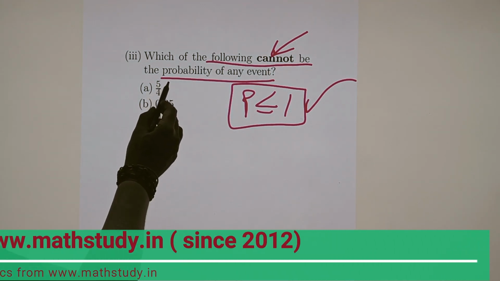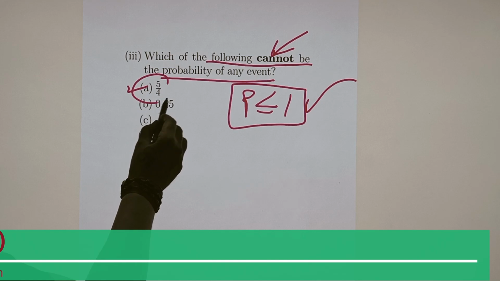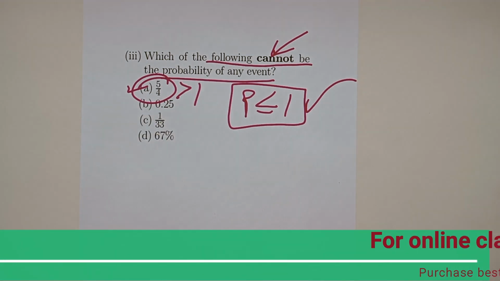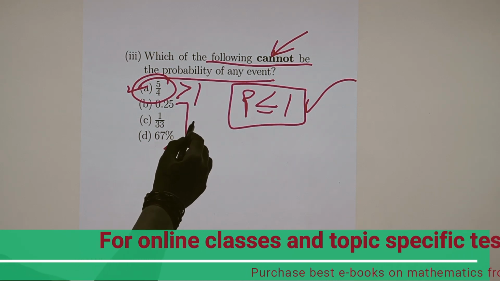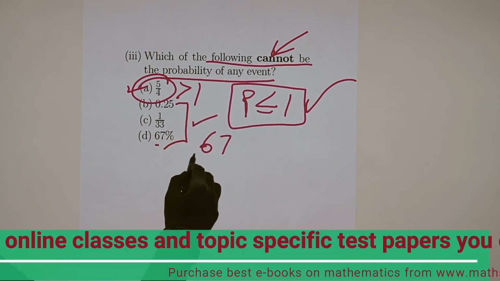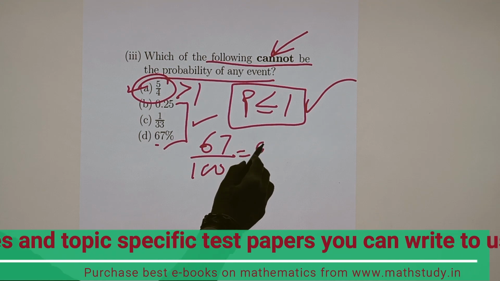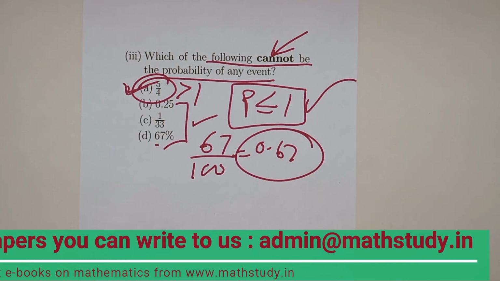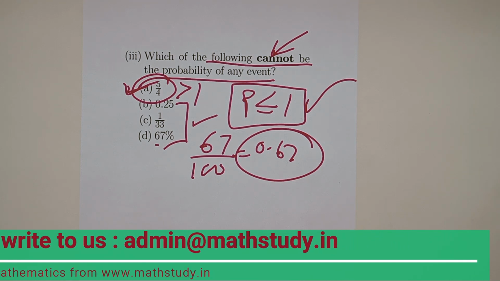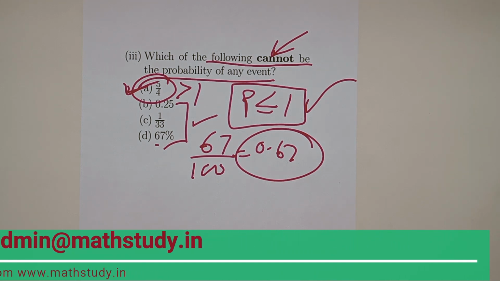If we see option A, which is 5 by 4, it is more than 1 basically. The other options are less than 1 only, because 67% is nothing but 67 upon 100, which is 0.67. This is also less than 1. So option A is the correct answer here. Very easy question it was. I hope the concept is clear.